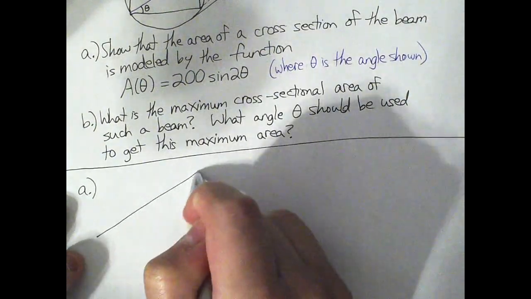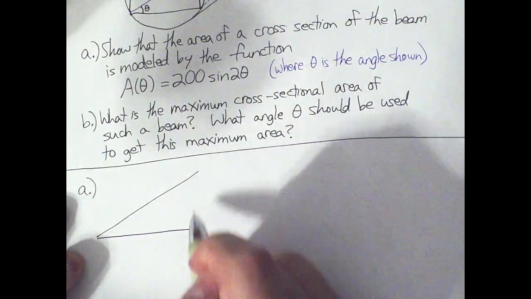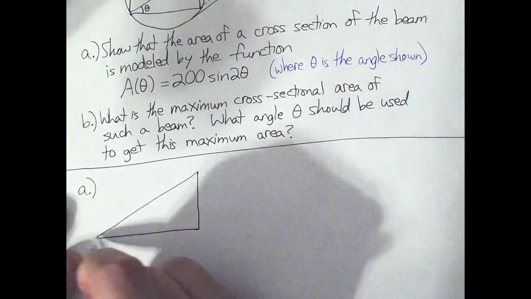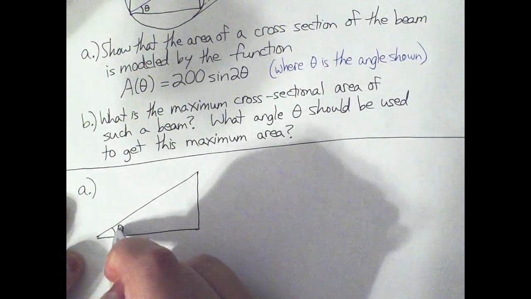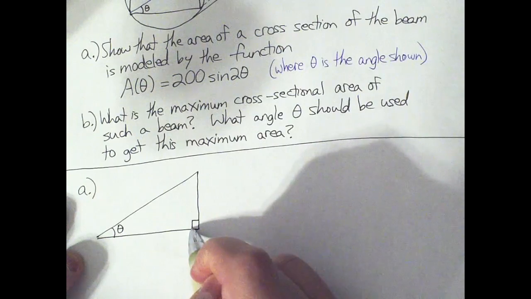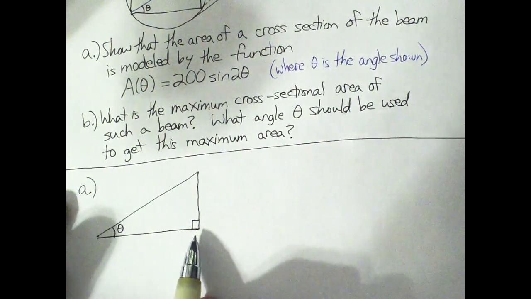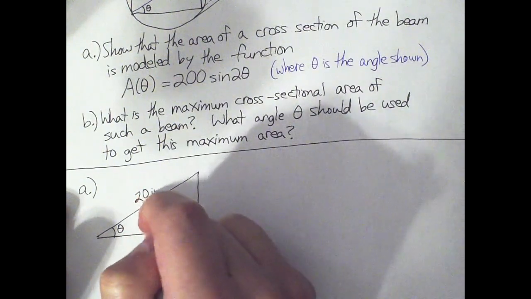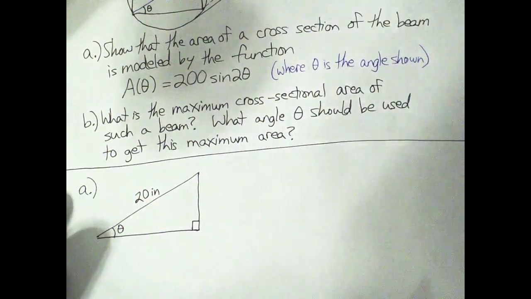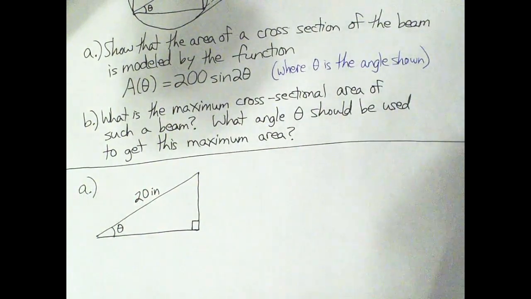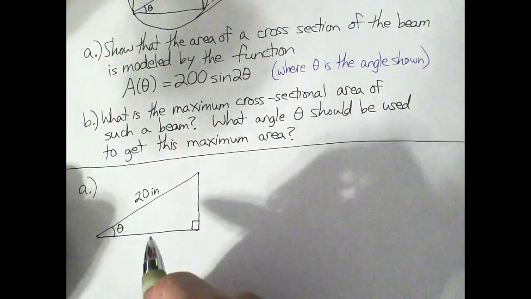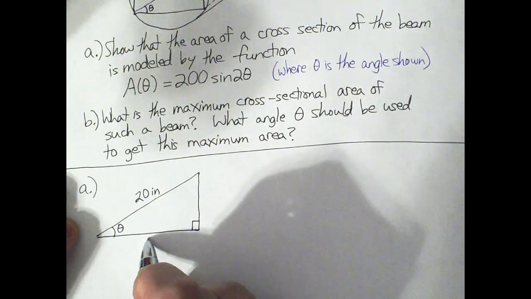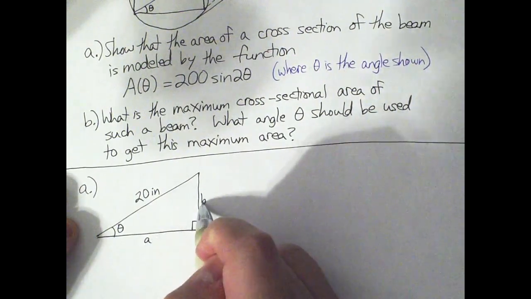I'm going to focus in on this right triangle that I see in the diagram, where there's an angle theta, and there's a right angle at this edge. By the way, how do I know that that's a right angle? I know that's a right angle because the problem said that it's a rectangle. Rectangles have to have right angles. And I'm going to label these other side lengths. I'm just going to call them A and B.